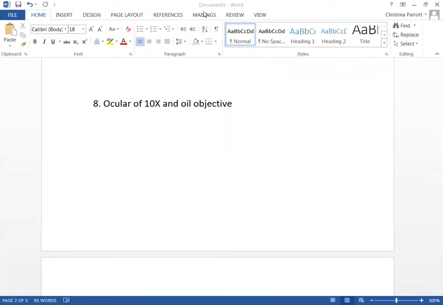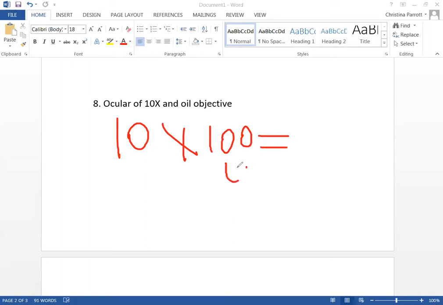Let's do number 8 right here. Number 8 says we have an ocular of 10 and we're going to use our oil objective. Remember, our oil objective has a magnification of 100. So 10 times 100 gives me 1,000.